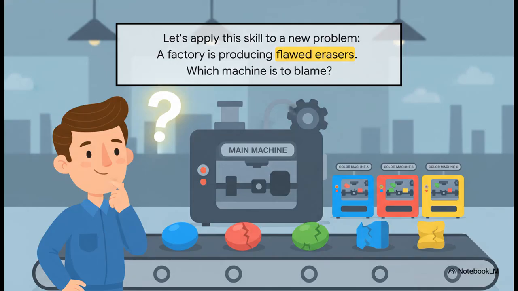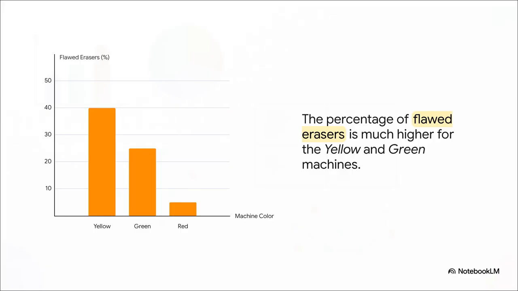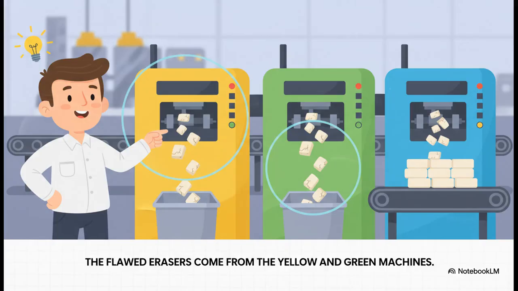All right, you've got the method down now. Table, percentages, graph. So let's run through another case to lock in the skill. Imagine you're a factory manager and you've got a bunch of bad erasers coming off the line. You need to figure out which machine is causing the problem. This time, let's just jump right to the visual evidence. This bar chart shows the percentage of flawed erasers coming from each machine, which are color-coded. What immediately jumps out at you? I mean, look at the yellow and green bars compared to red and blue. It's not even close. Yup, with just one look at the chart, the answer is obvious.